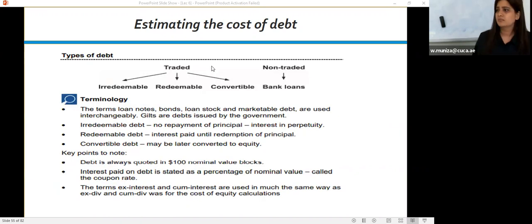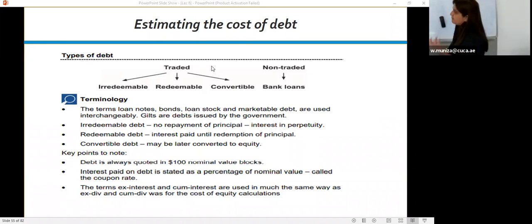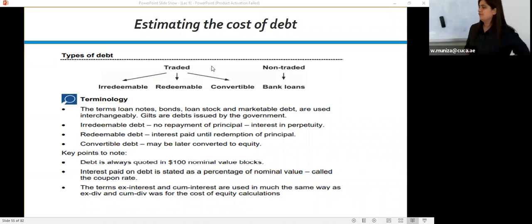What can be the example of irredeemable debt? They can be simple loan stocks, simple loan stocks with the conditions of redemption and irredemption. What is the benefit for the investor to lend money? The interest will be in perpetuity. The interest is never going to be stopped. In the case of redeemable debts, the interest is going to be stopped once the debt is redeemed. Got it?